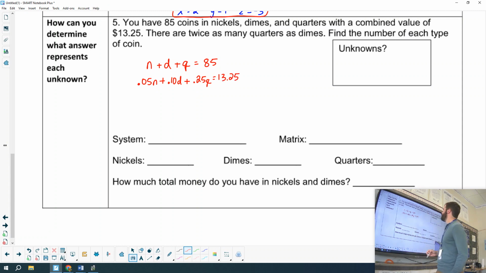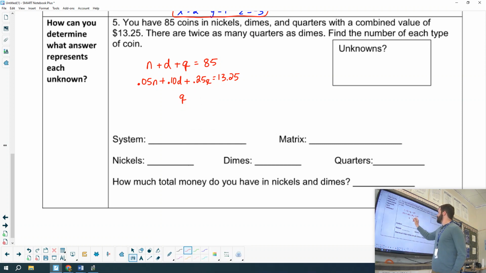$13.25. Then it says there are twice as many quarters as dimes. Find the number of each type of coin. So twice as many quarters as dimes. There's tons of quarters. We need to multiply the dimes by 2 to equal the quarters. So we're going to go quarters equals 2D.